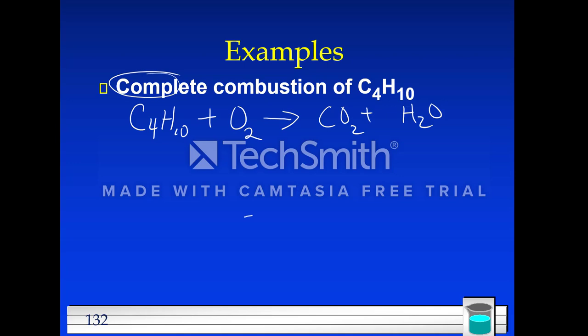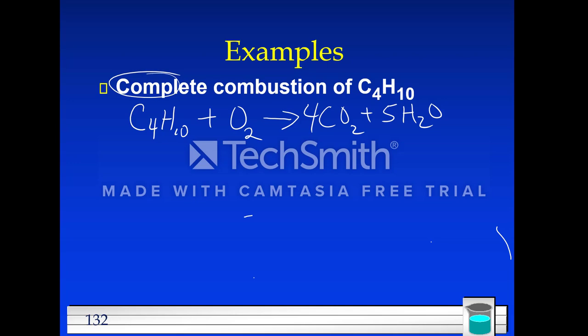So, okay. Now all we have to do is balance it. Okay. 4 carbons, I put a 4 in front of carbon dioxide. 10 hydrogens, I put a 5 in front of water. That gives me 8 and 5, 13 oxygens on the product side.